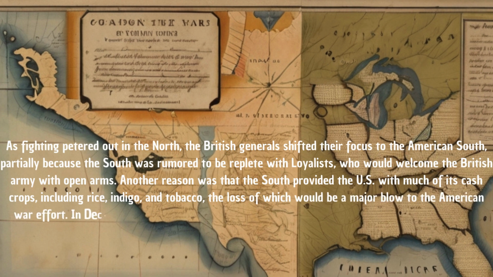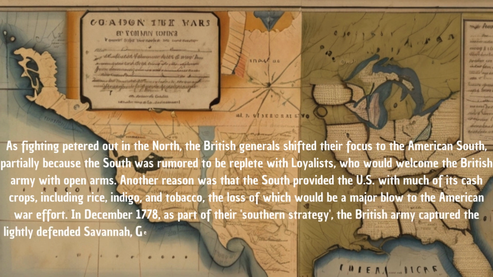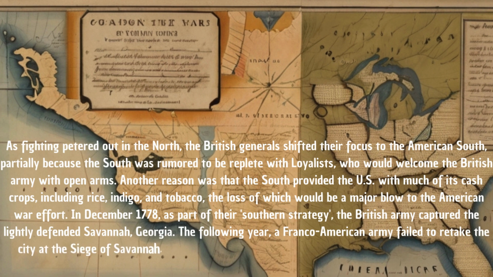In December 1778, as part of their southern strategy, the British Army captured the lightly defended Savannah, Georgia. The following year, a Franco-American army failed to retake the city at the Siege of Savannah, making Georgia the first state to fall back under British control.